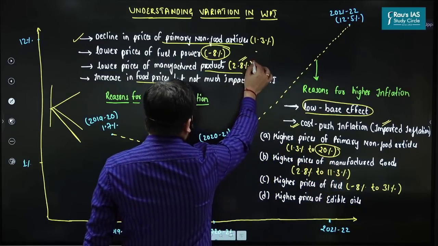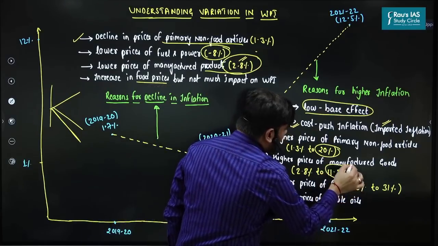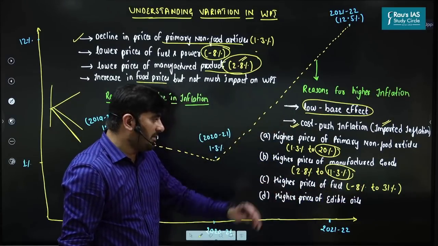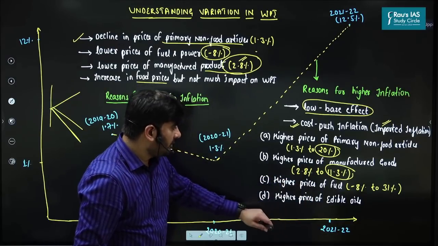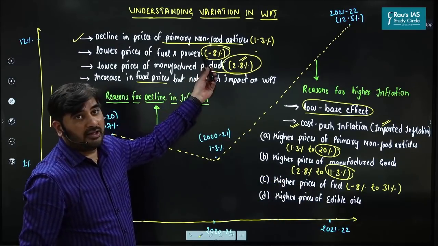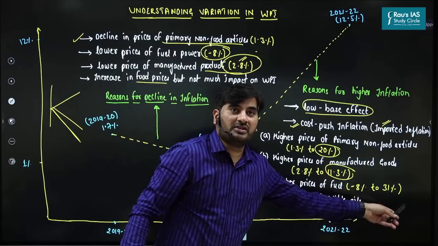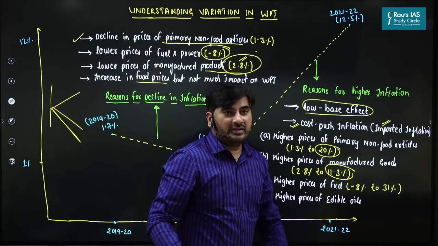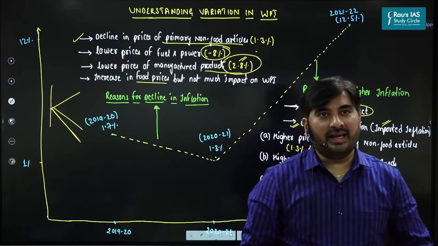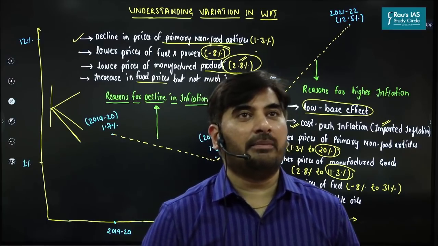Last year, the rate of inflation was 2.8, but once again, we are facing a double-digit rate of inflation in the manufactured products. Similarly, if you look at the prices of fuel, last year the rate of inflation was -8, but this year, we are facing a rate of inflation of how much? 31%, double-digit. So this is why the WPI has ballooned to a 12-year high of 12.5%.